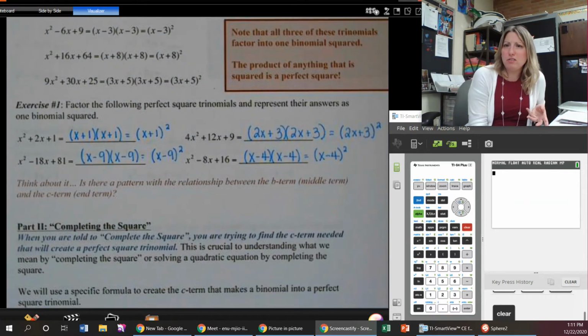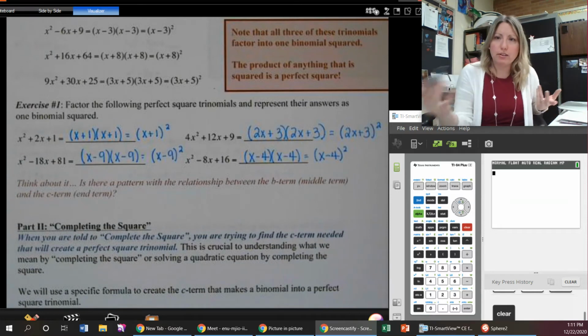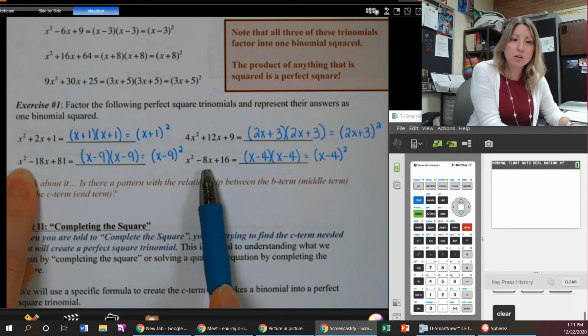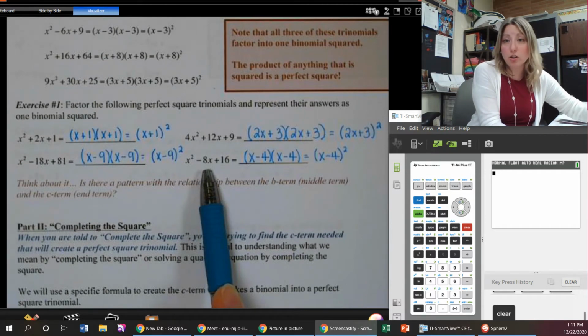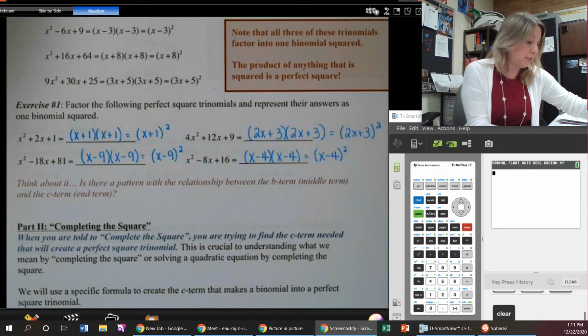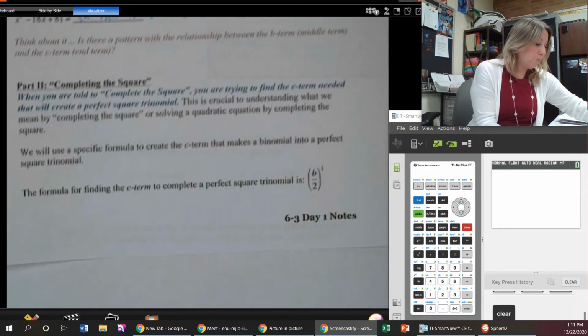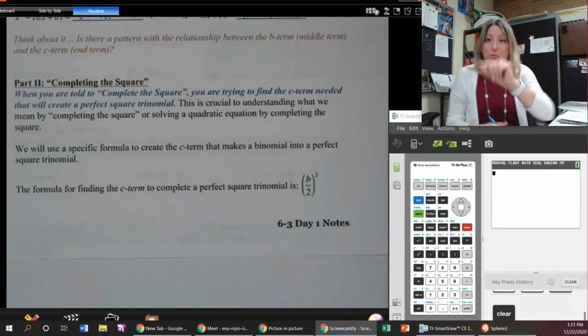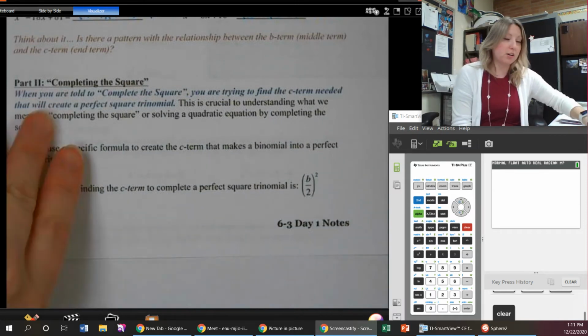Was there a pattern with that middle, that number in front of x here? Yeah, actually there was. And that's what we're going to use today. When completing the square, what we're going to do is take the b term and divide it by 2. Let's look.